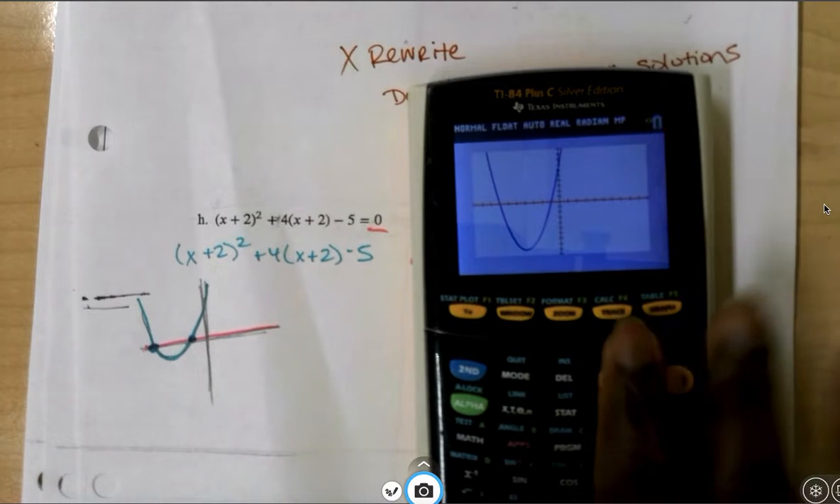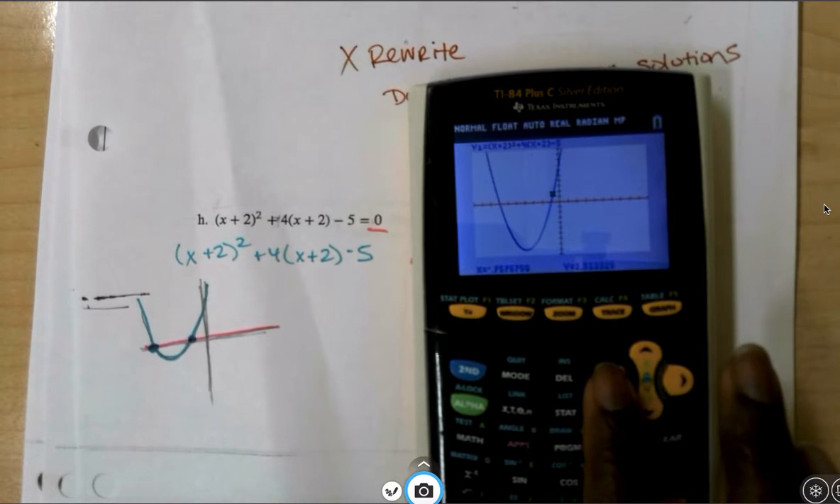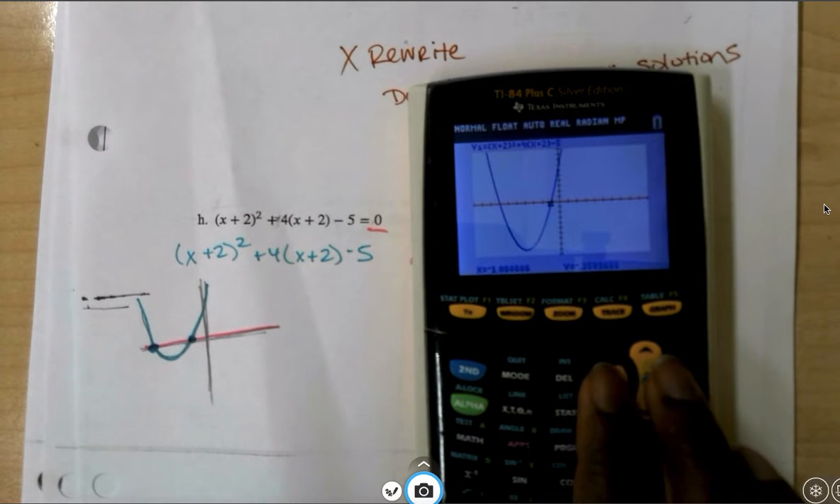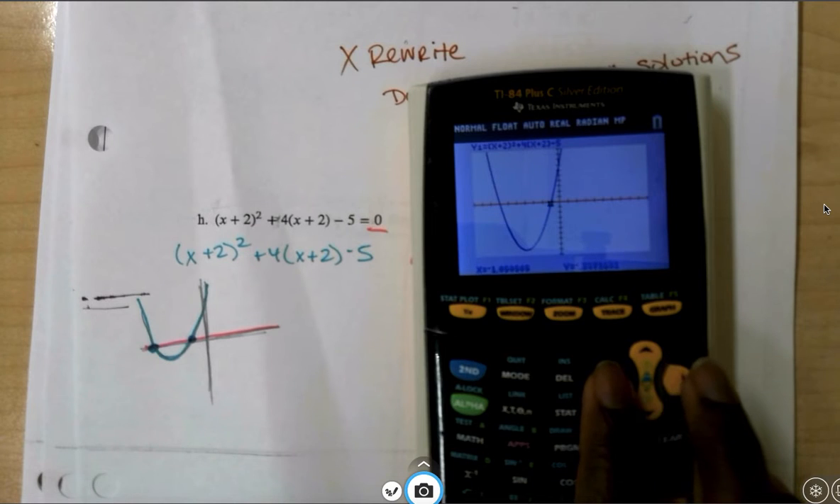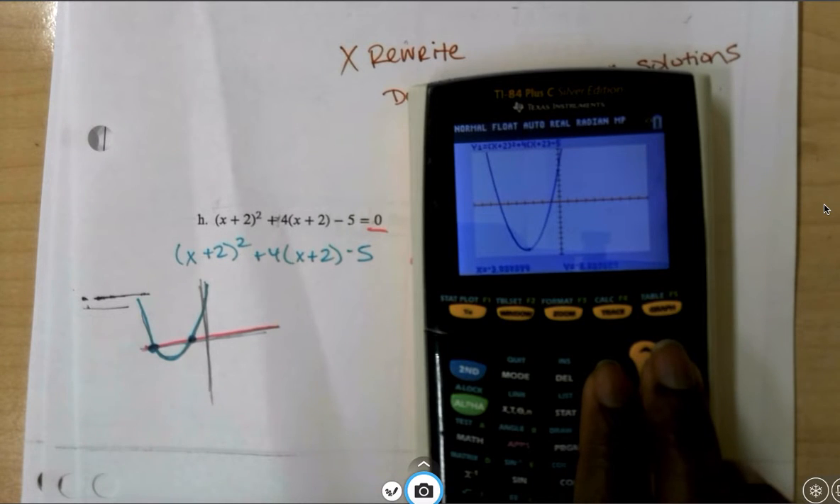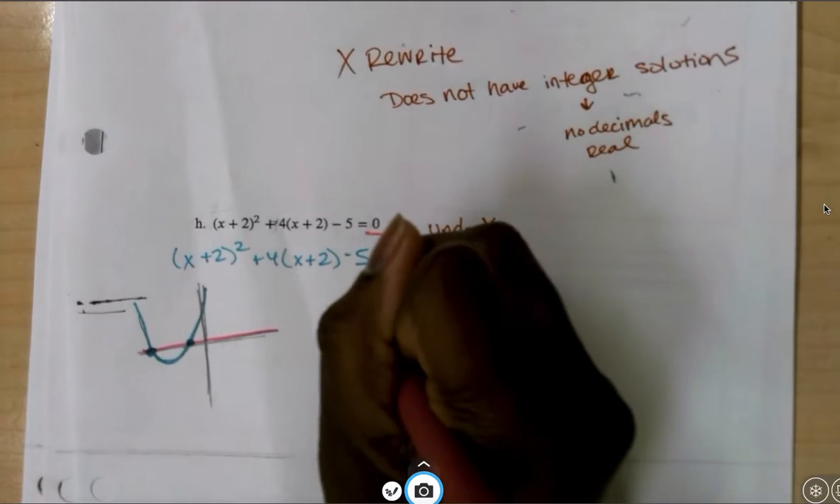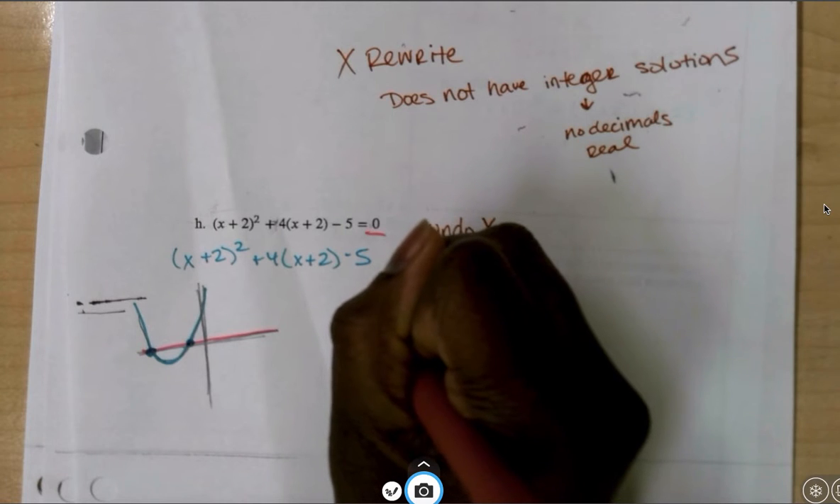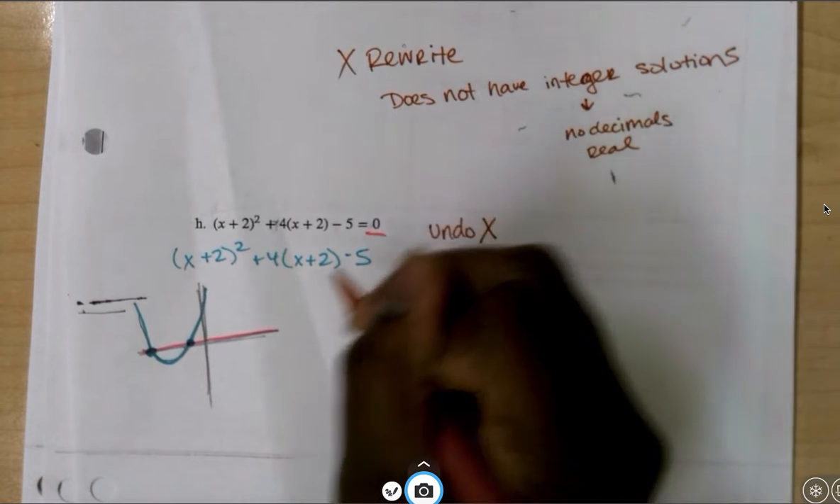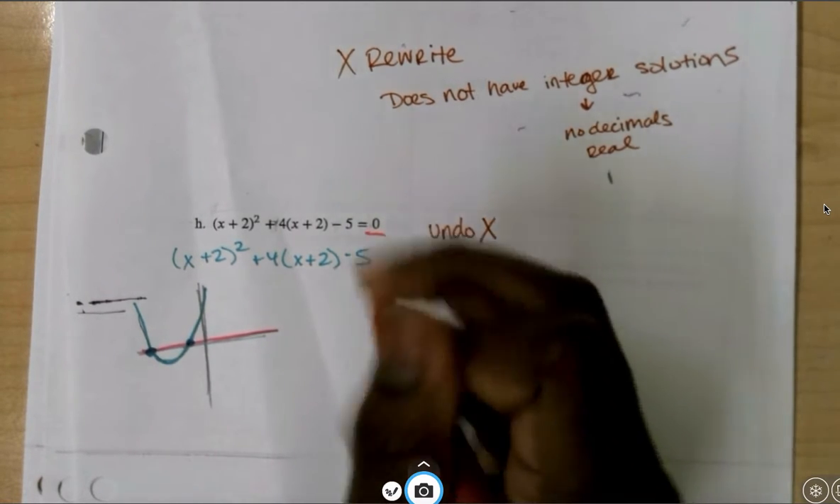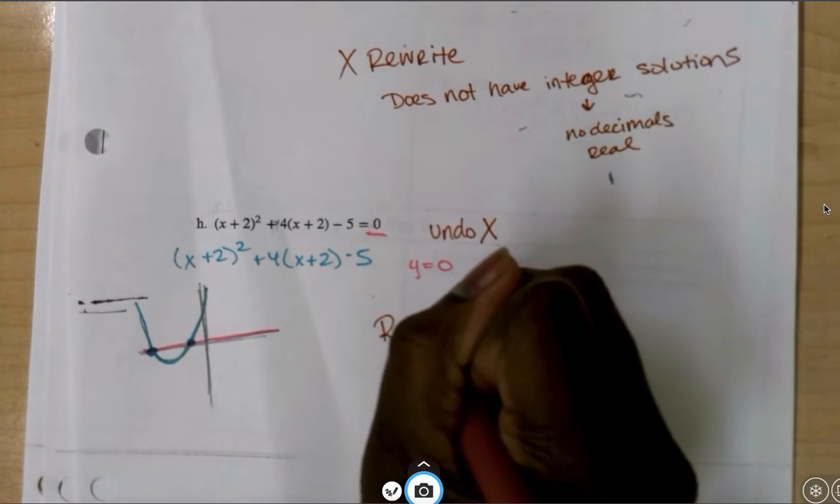So if I trace it, I can see that the answer is in the middle here. And if I go to the other side, my answer is in the middle here. But if I can rewrite it, maybe I'll find a different way to actually find the precise answer. So we know we can't undo. We did it graphically. Now let's try to rewrite it.